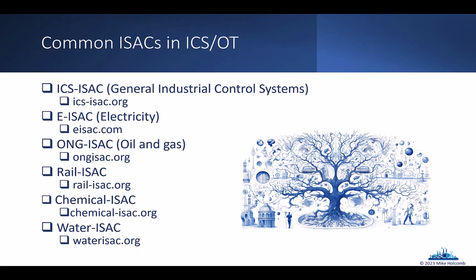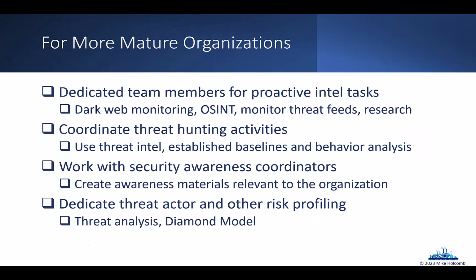So you can see here's a list of some of the common ones that we have out there. There's probably a good two dozen in the ICS OT world, but here are some of them. There's a general one called the ICS-ISAC, so that's probably the one that everybody can check out. If it's in electricity or energy, you can go E-ISAC; there's oil and gas, rail, chemical, water. I think you get the idea how they're broken down, right? Each sector or industry has their own. There's a lot more out there as well, but find the ISAC that is the best fit for your organization.